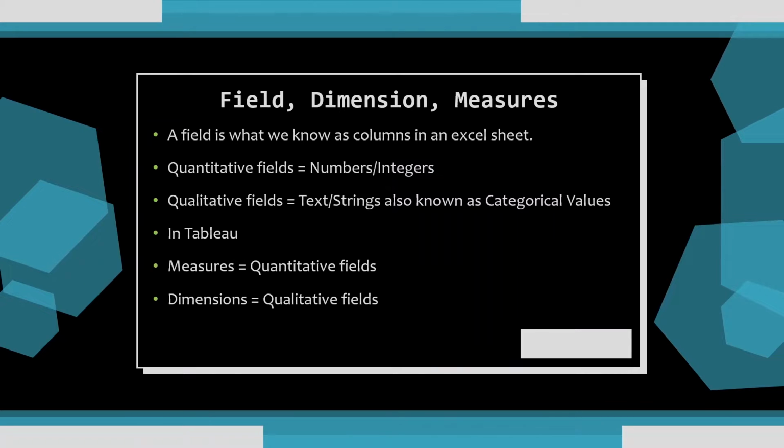I know this might sound confusing, so take some time, pause this video right now and make sure you understand the difference between quantitative fields and qualitative fields. Measures are usually quantitative fields, which is numbers and integers. Dimensions are usually qualitative fields, which is text and strings. You can also have qualitative fields in measures, and you can also have quantitative fields in dimensions.